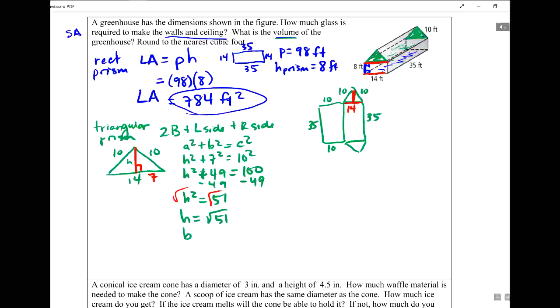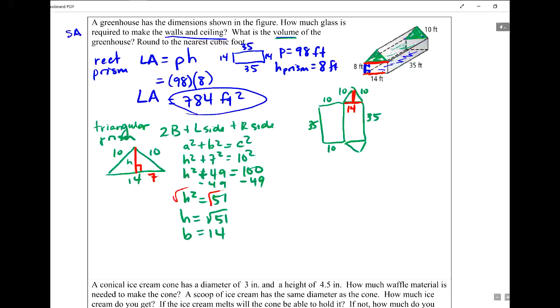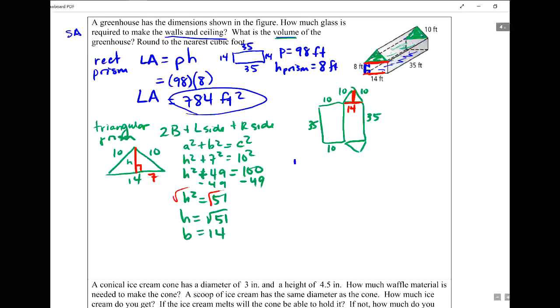And we also know the base equals 14. So we can now find the area of our base. So let's do that. The area of the base is just 1/2 base times height, right? Area of a triangle. So that's 1/2 times 14 times the square root of 51.